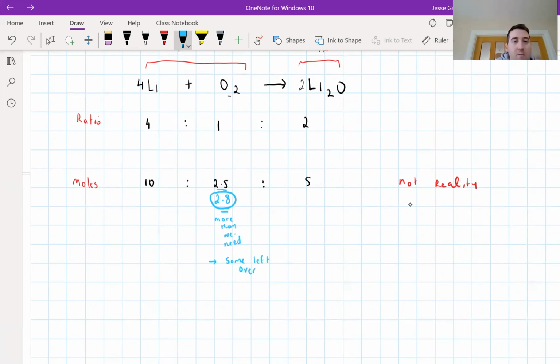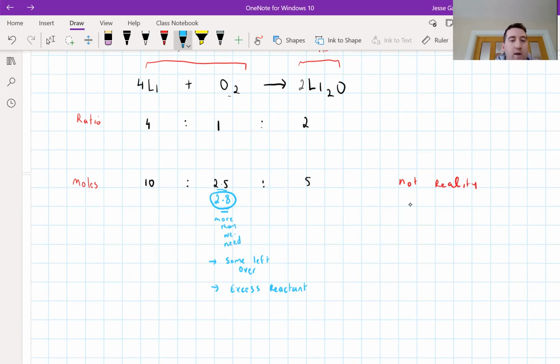Okay, so we will react in full 10 moles of the lithium with 2.5 moles of the oxygen. We will make 5 moles of the lithium oxide, and we will have 0.3 moles of the oxygen left over, this little bit extra. In this case, we say that oxygen is in excess. It's the excess reagent or the excess reactant. There's more than we need to complete the reaction.